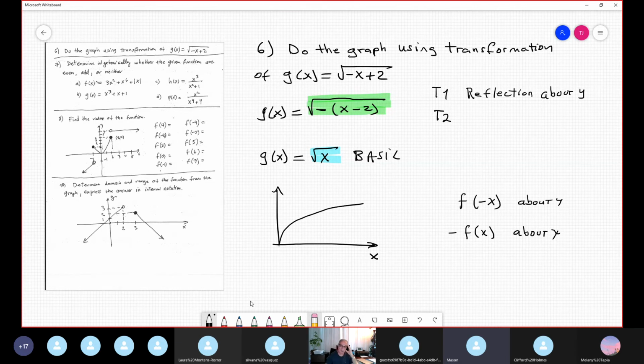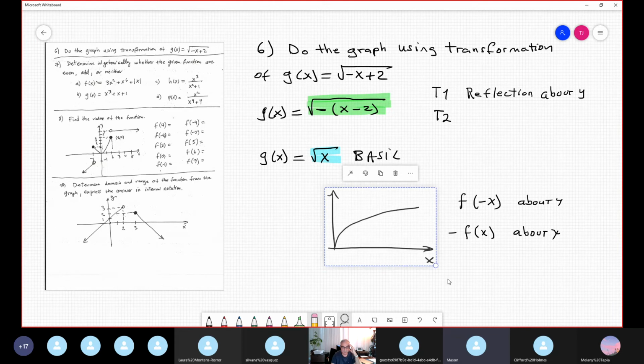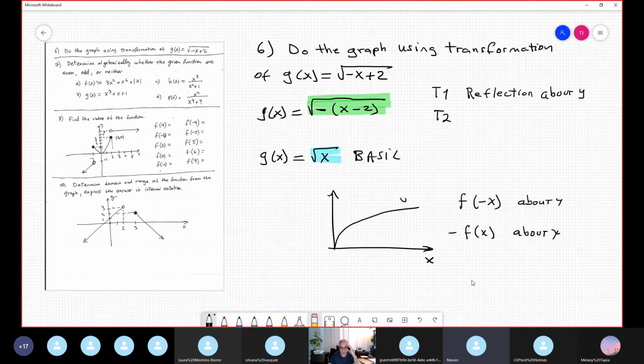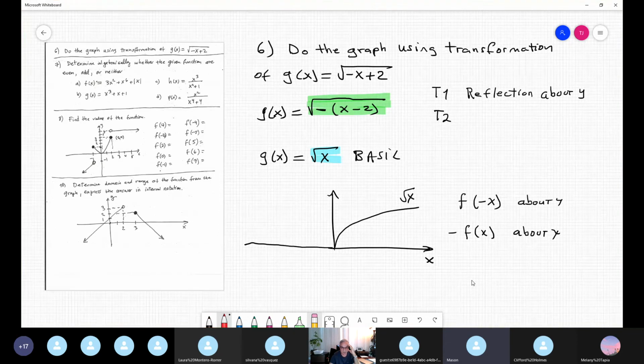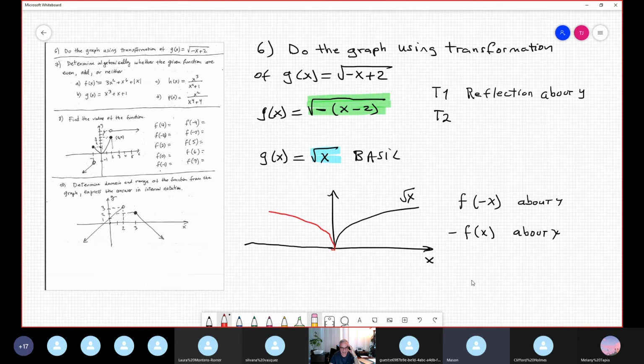So, about y, I know the reflection is... let me change a little bit the position of that graph. Let me move it a little bit, not too much, in that direction. So this is the graph of the radical x without transformation. After we perform the first transformation, which is the negative, the reflection, my graph now changes like that. I did the first transformation.